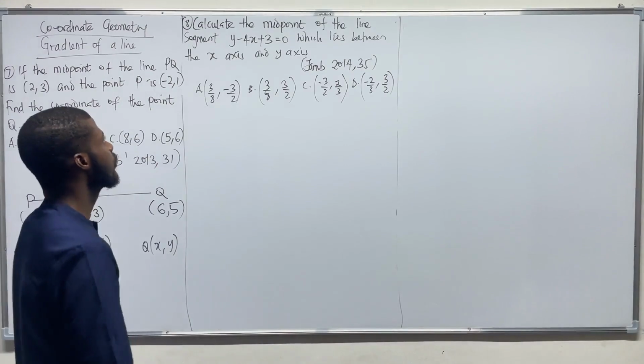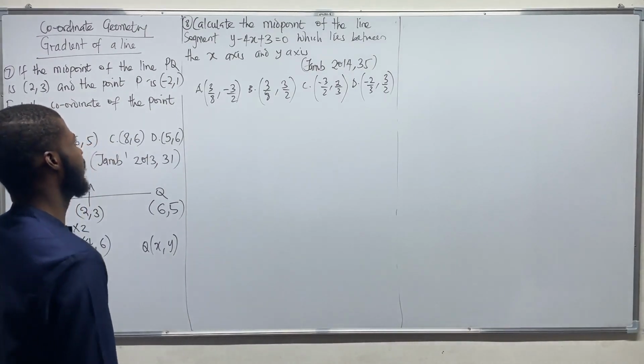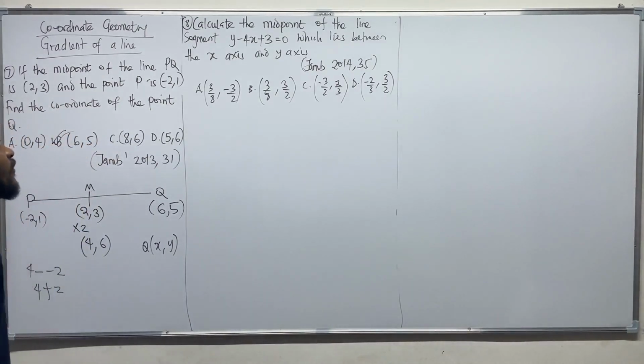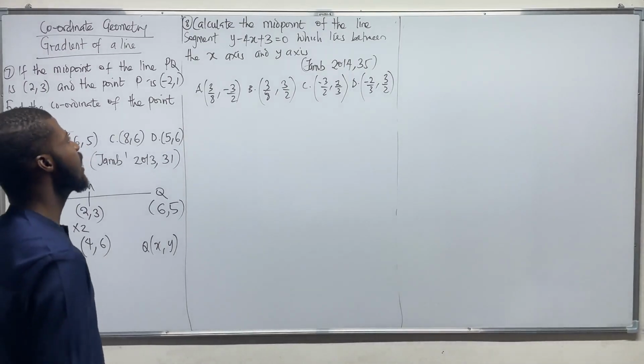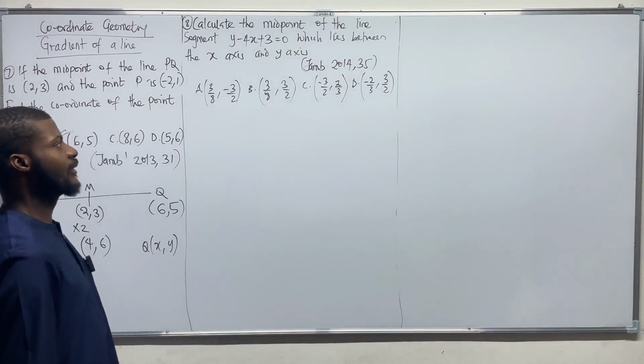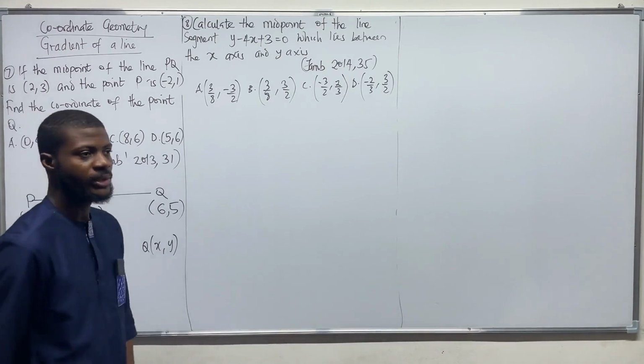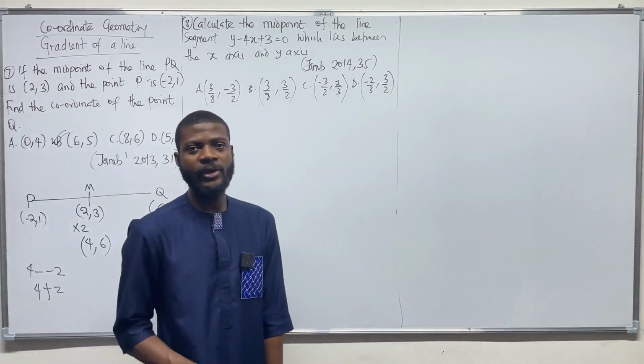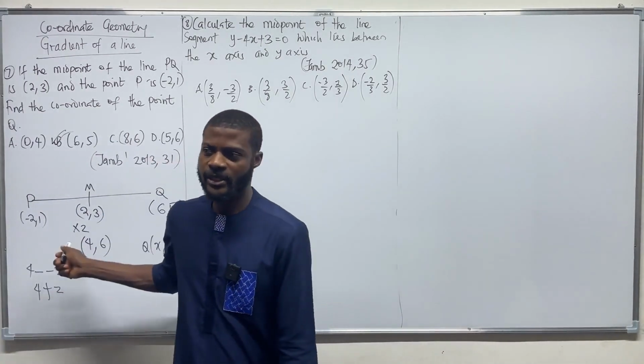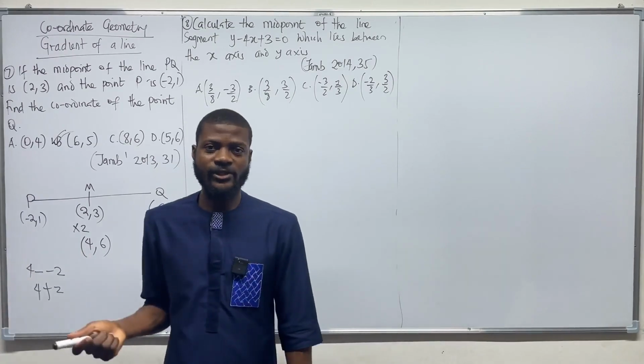Here's the next question. We are asked to calculate the midpoint of the line segment y minus 4x plus 3, which lies between the x-axis and the y-axis. It is a JAMB question. Now, to start with, this problem looks a little bit different from this, but let us get it to where we can solve it.